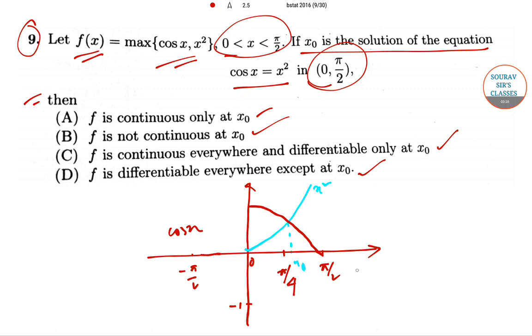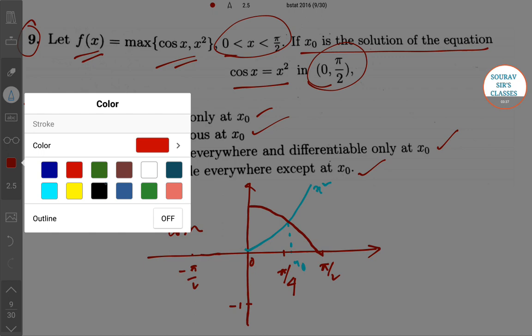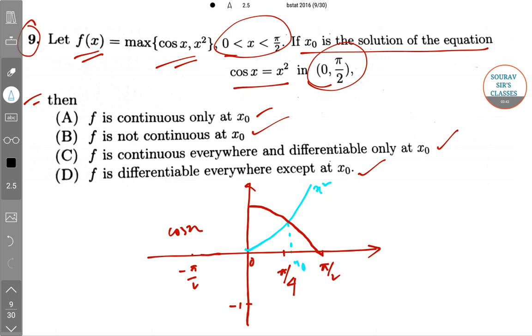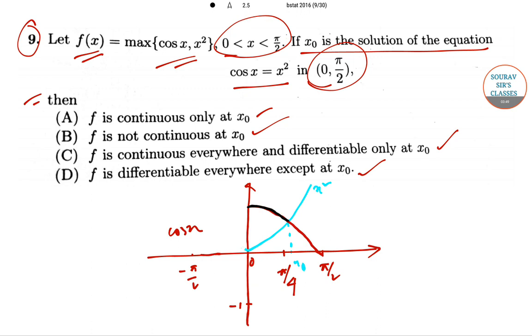Cos of x is denoted by this portion and x square is denoted by this portion. So max will be denoted by this shaded portion. Let me show it in a separate color, black. Max will be shown from 0 to x0, where this portion denotes the maximum value of f(x). This is x0, and from x0 to pi by 2, this denotes the maximum value. So this black curve is f(x) equal to max of cos x and x square.